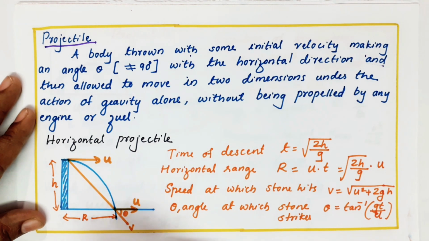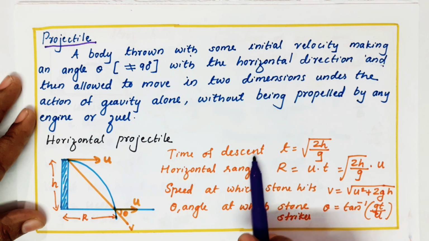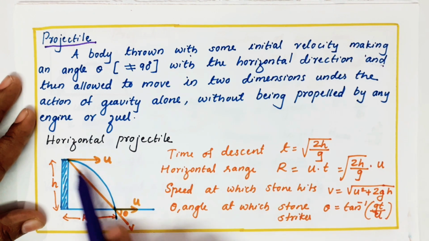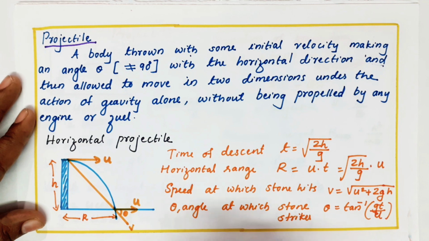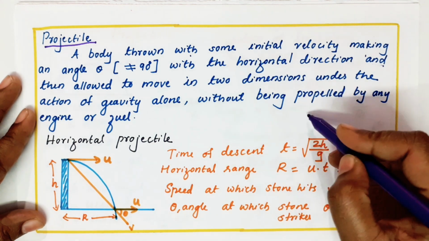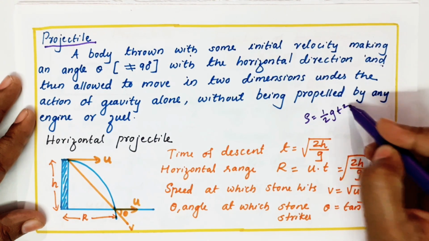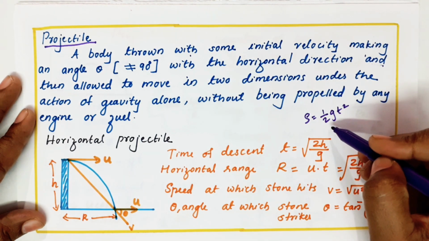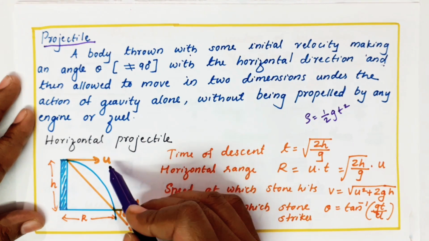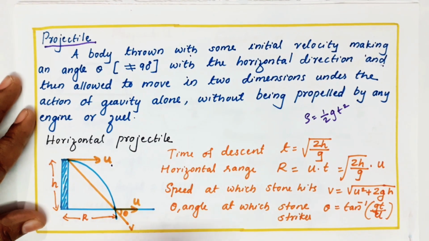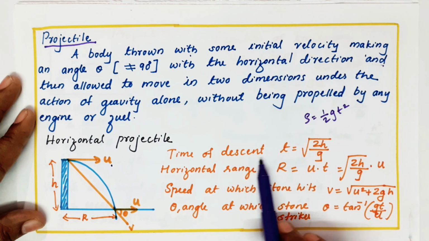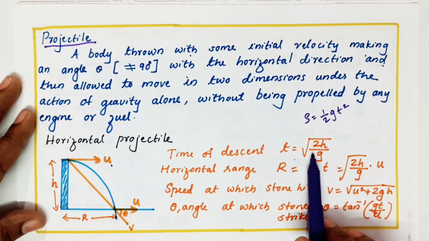They may ask many questions. First thing, what is the time of descent? It means the time taken for the body to come down. In this case, the body is coming down only due to gravity. So you can use the equation S is equal to half g t square, because the initial vertical velocity is 0. Initially, the body has only horizontal velocity. So time of descent I can write as t equals root over 2h by g.